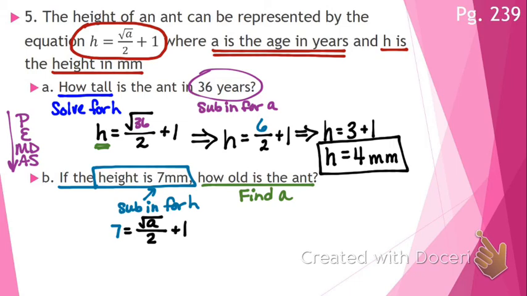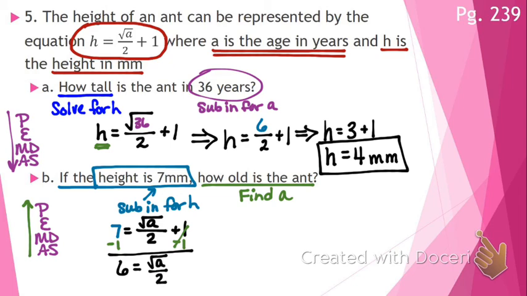All right, now this time A is not all by itself. So I am using order of operations, but I can't just pop it into my calculator. I'm going to need to get the A all alone, which means undoing the operations that I'm seeing right here. So any addition or subtraction on this side over here where A is, I'm going to need to subtract 1 from both sides. 7 minus 1, that's 6. 6 is equal to the square root of A over 2.